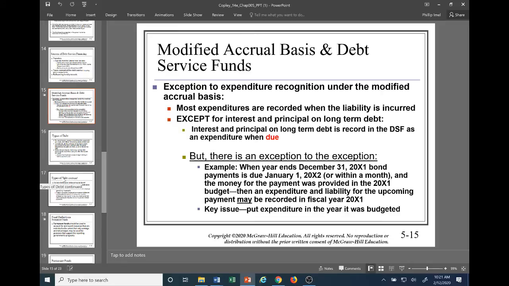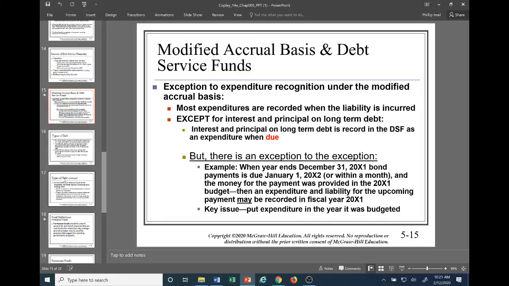Okay, let's talk about the modified accrual basis and debt service funds. We know that the modified accrual basis of accounting applies to all five governmental funds, including the debt service fund. But the debt service fund actually recognizes expenditures a little bit differently than all of the other four funds do. If you recall, we talked about it a little bit before.